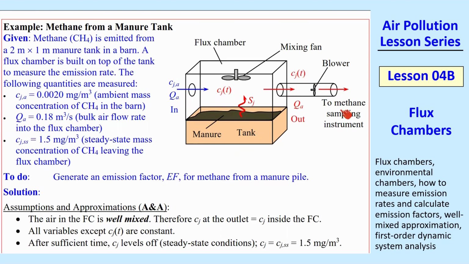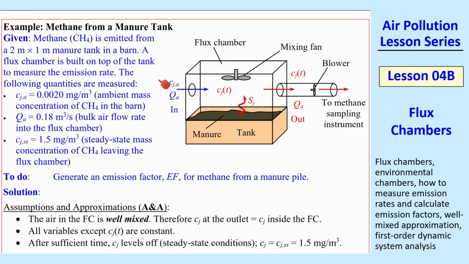We measure methane concentration, and have a blower that kind of sucks everything through here. And the manure, if you've ever been around manure, it stinks, right? Well, part of the stinkiness, a part of the gases that evaporate off of this manure surface, is the methane, CH4. So here are the quantities that we measure. This tank is 2 meters by 1 meter. CJA is 0.02 milligram per meter cubed.